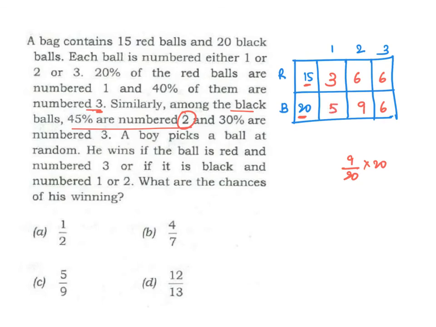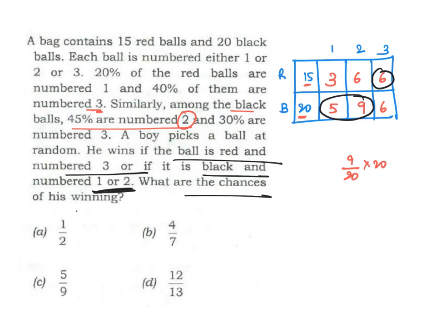So he is asking, a boy picks a ball at random. He wins if the ball is red and numbered 3, or else black and numbered 1 or 2. What is the chance of his winning? So put together, there are a total of how many balls? 6 plus 5 plus 9, 20 balls out of 35 balls.